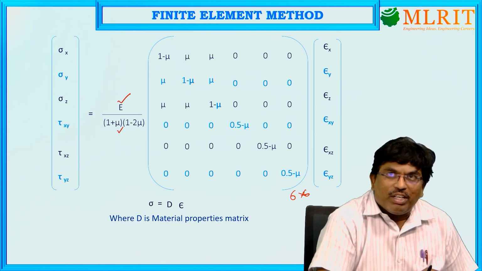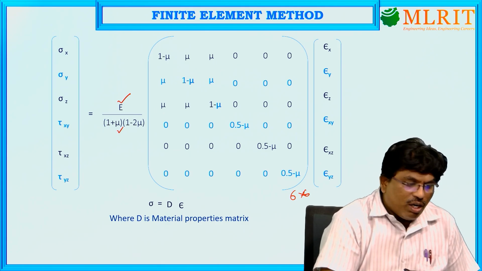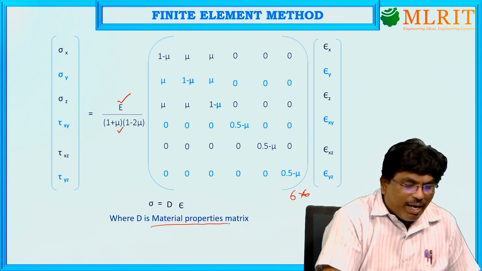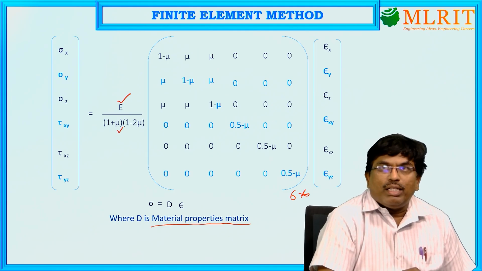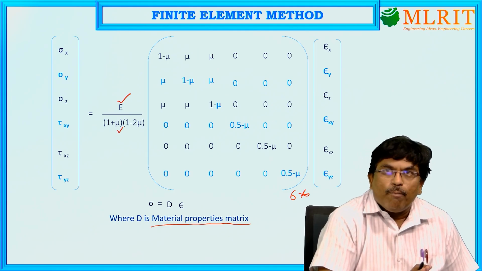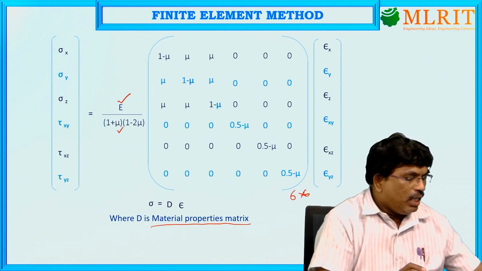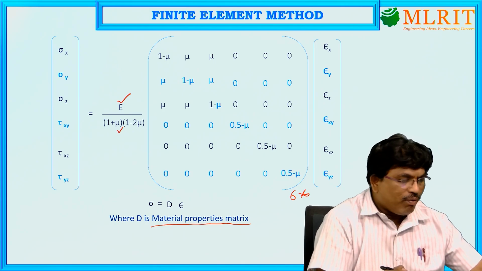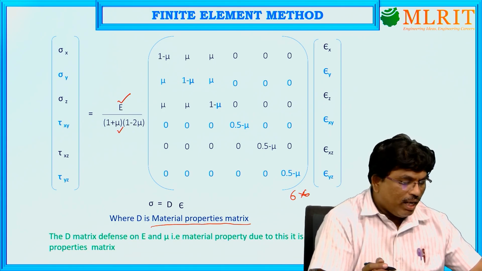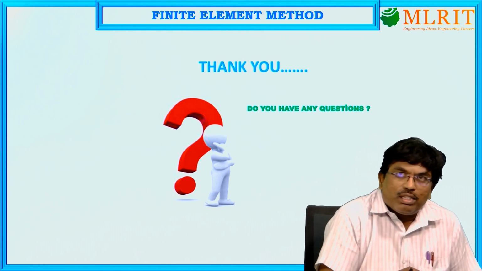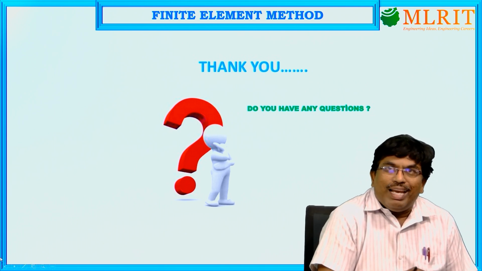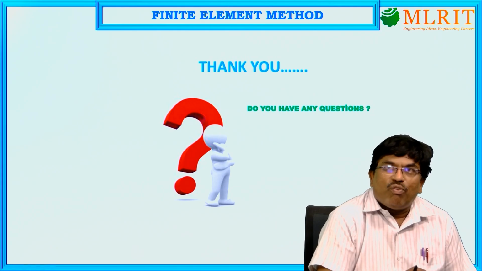So the D matrix depends only on the properties of the material, that is Young's modulus and Poisson's ratio, and because of that the D matrix is also called the material properties matrix. Why? Because it depends only on the properties of the material. So this is about the relation between stress and strain for a 3-dimensional body.